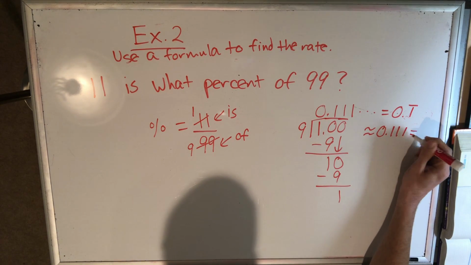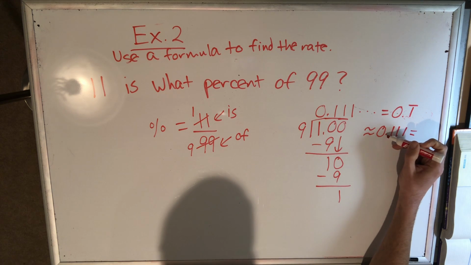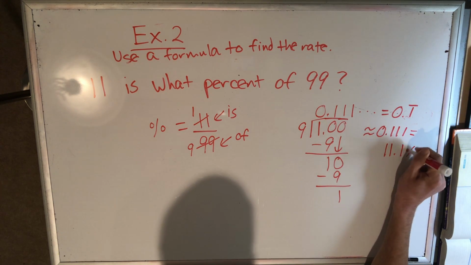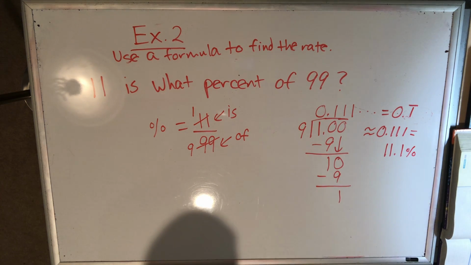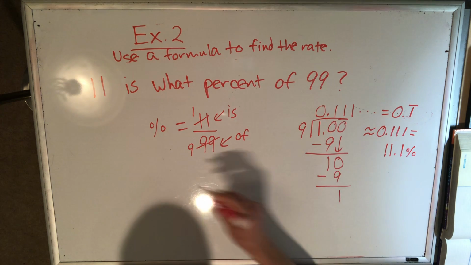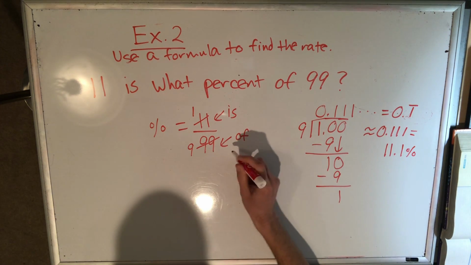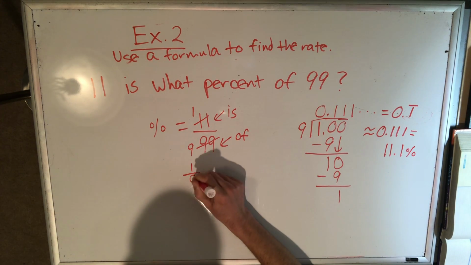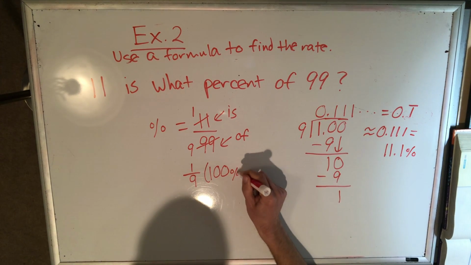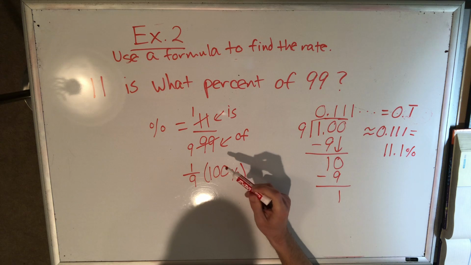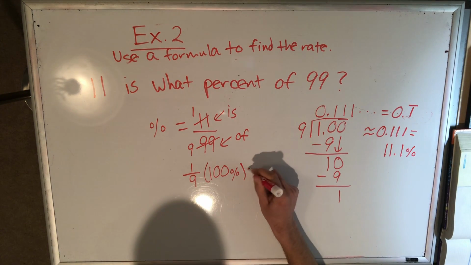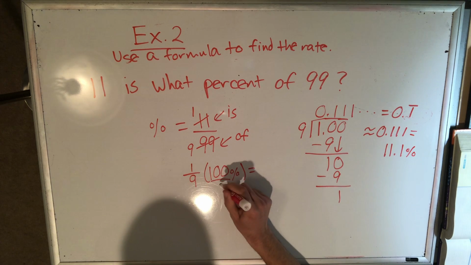And then to make it a percent, you move the decimal point 2 places to the right as a shortcut to get 11.1% approximately. If you want to figure out what it is exactly, you can do 1/9 times 100%, which is really just multiplying by 1 because 100% is equal to 1. And multiplying by 1 does not affect the value. You can make that 100 over 1 if you want.